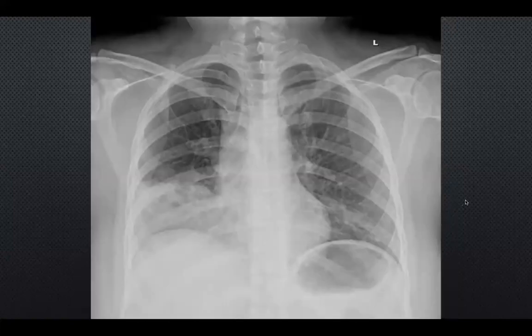Does somebody want to do this one? Is it a pleural effusion? So why don't you present it in some sort of system, and then we can go through the differentials. Is that okay?